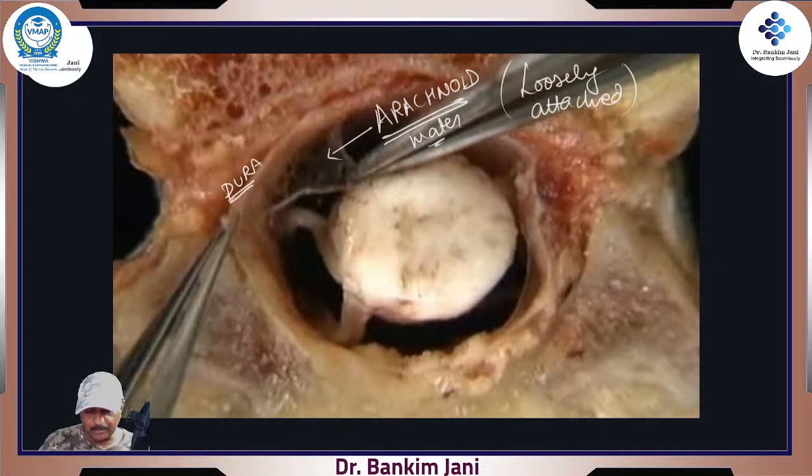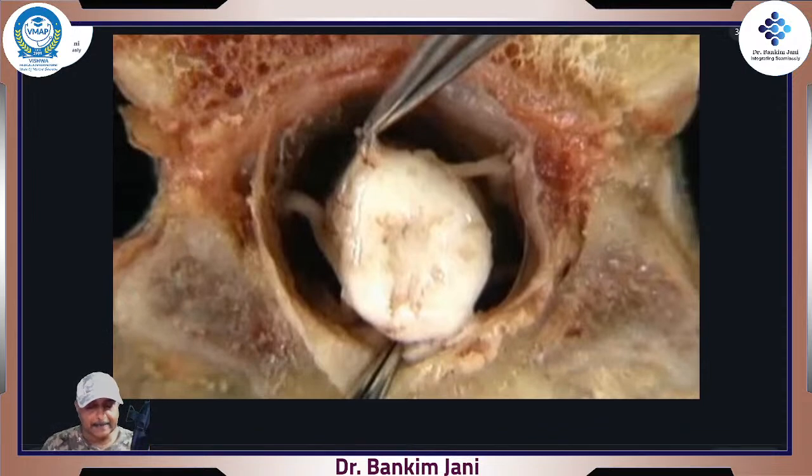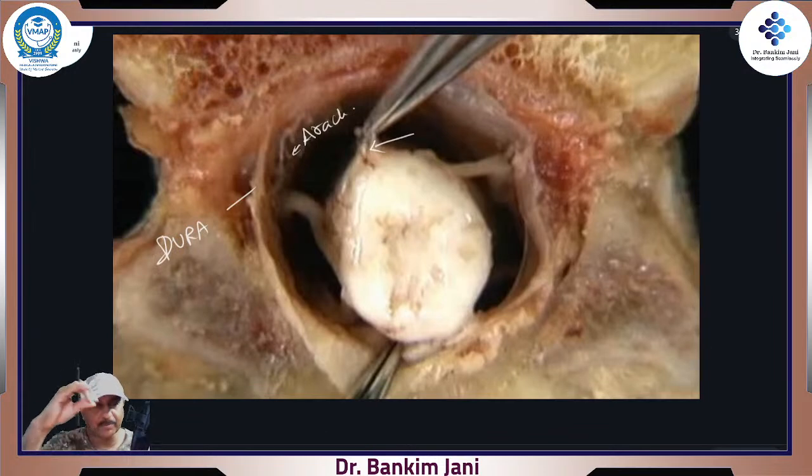Now, the spinal cord, as we said, is covered by the pia mater. Here it is. See, this is dura. This one is arachnoid mater. And this, what we are just trying to lift, is so firmly attached. This is the pia mater, firmly attached.